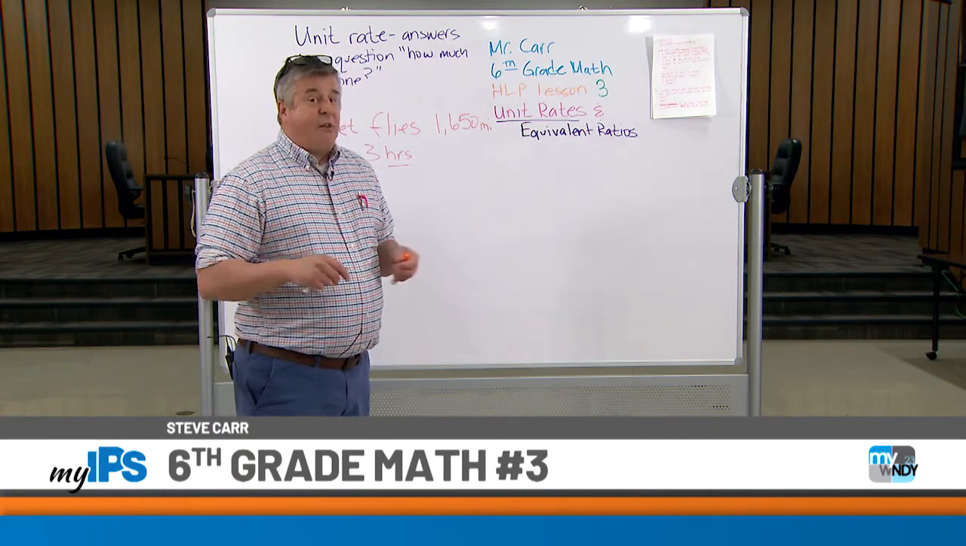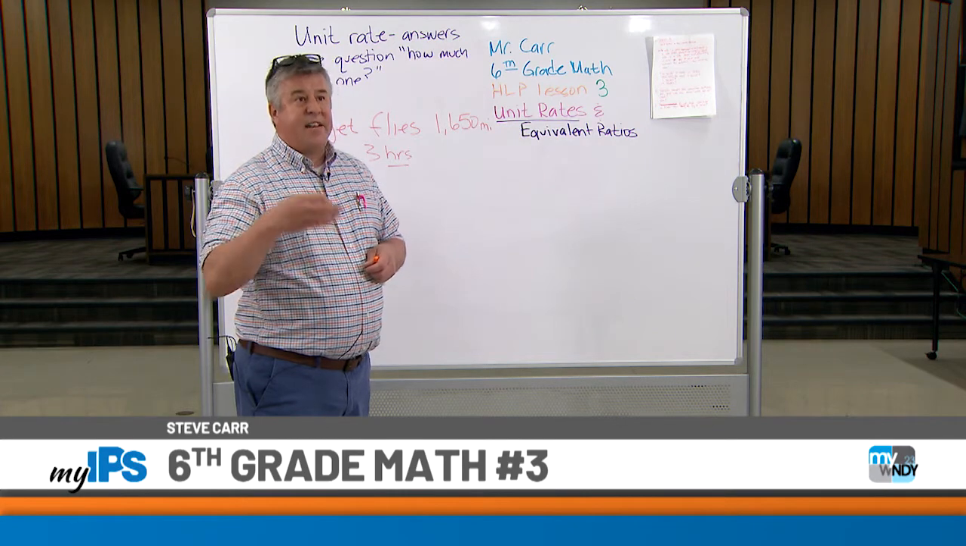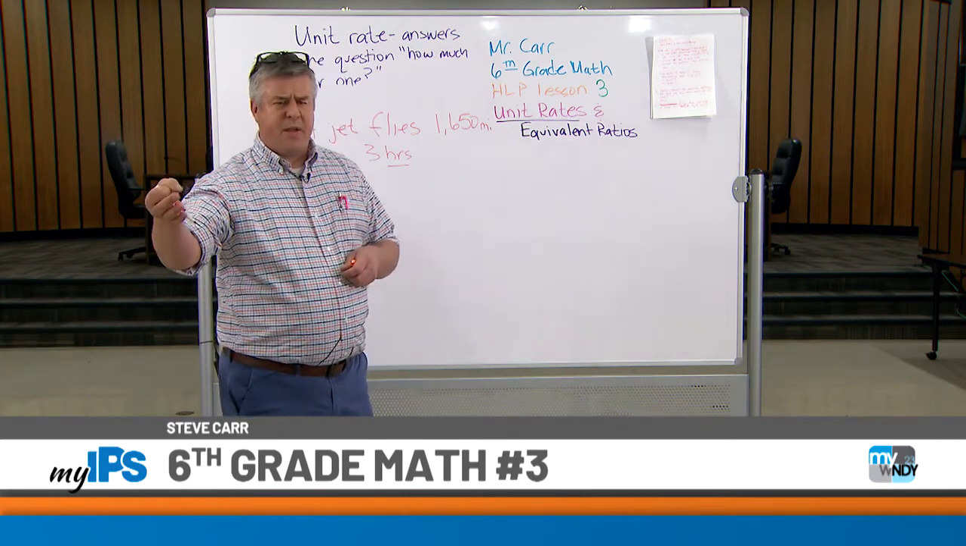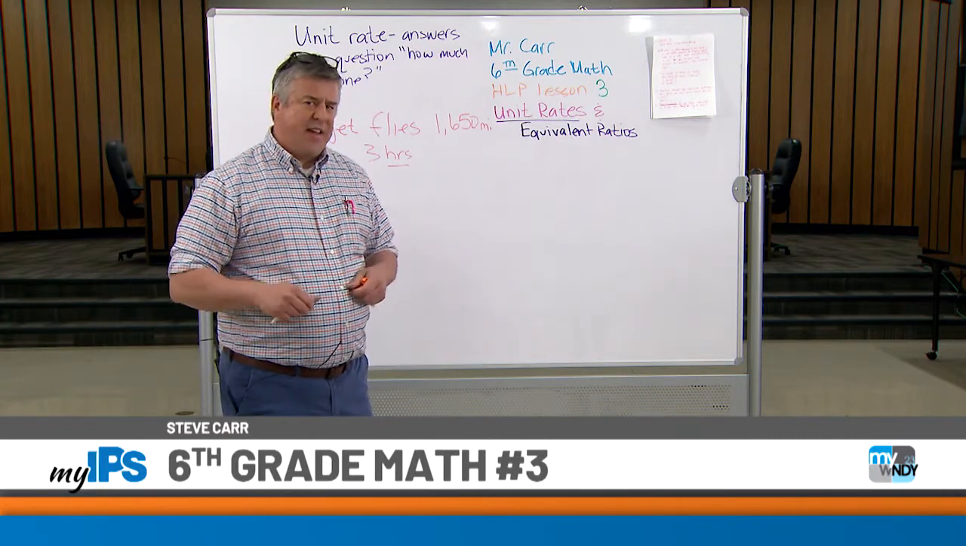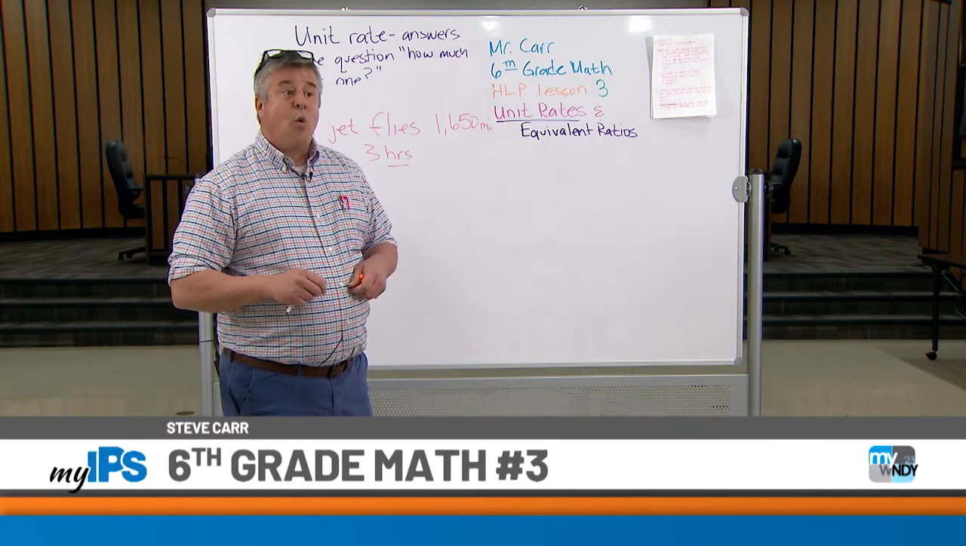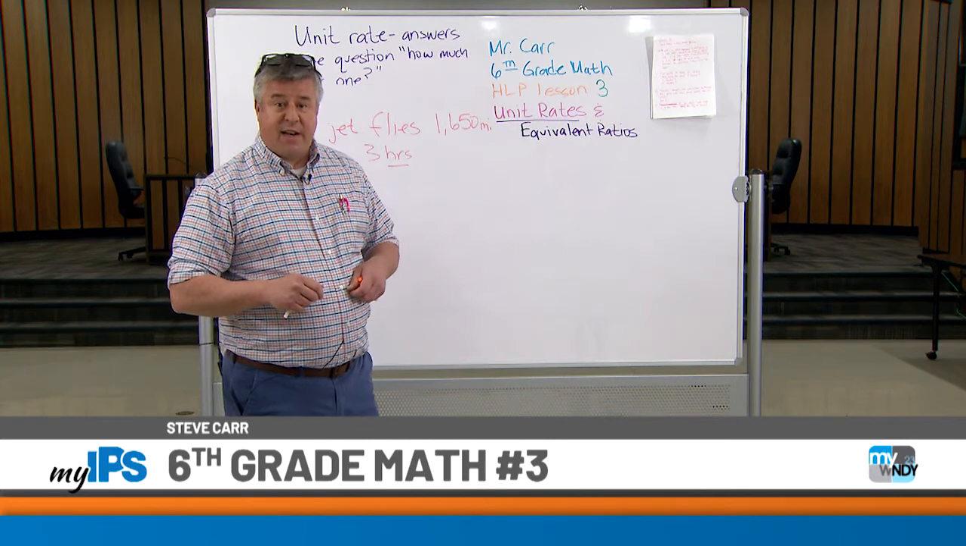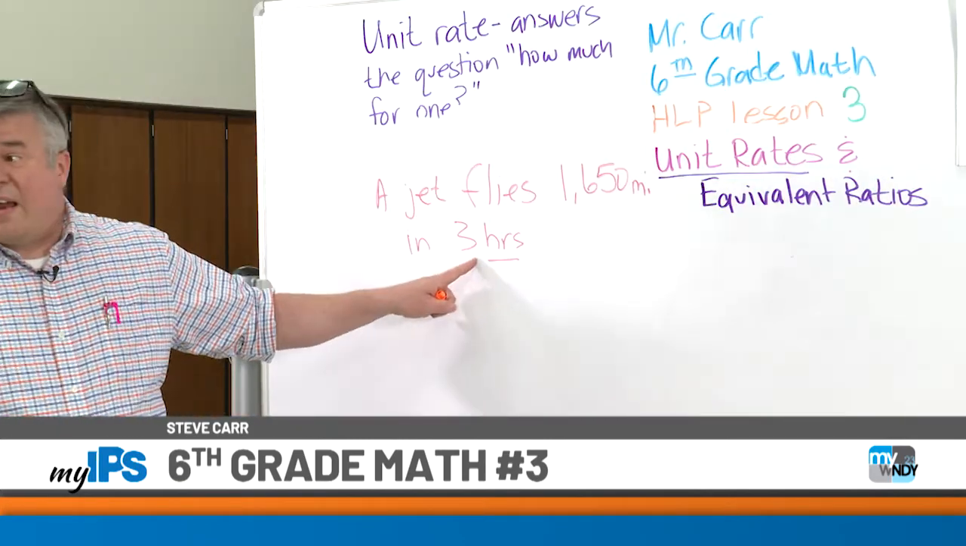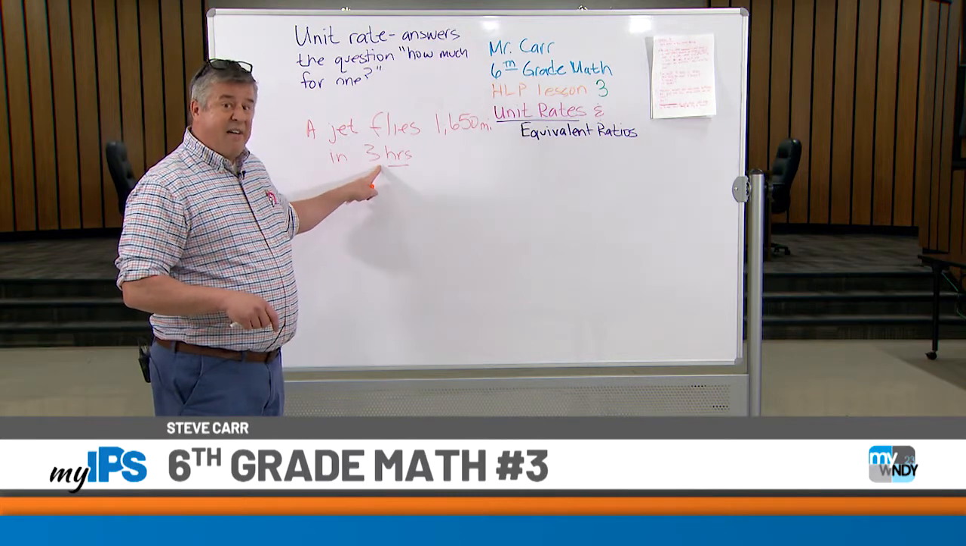Well, again, I know how far it goes in 3 hours. If I doubled that, it would be 6 hours. If I did 3 more hours, that would be up to 9 hours. That doesn't help me figure out 8 hours. So why don't we figure out how far this jet can travel in 1 hour? We've got 3 hours there, so we're going to divide by 3.